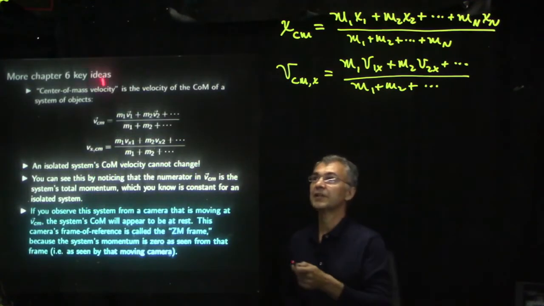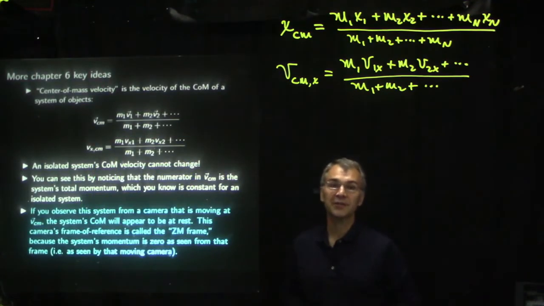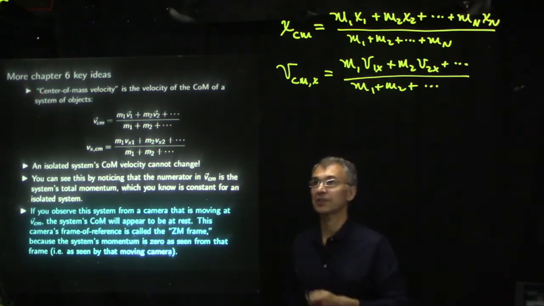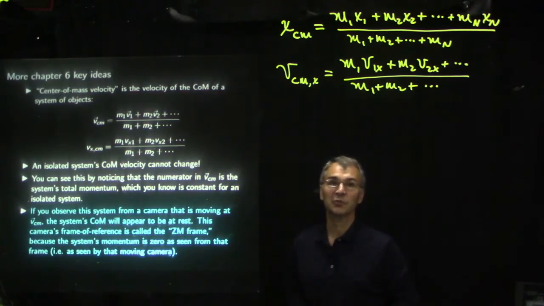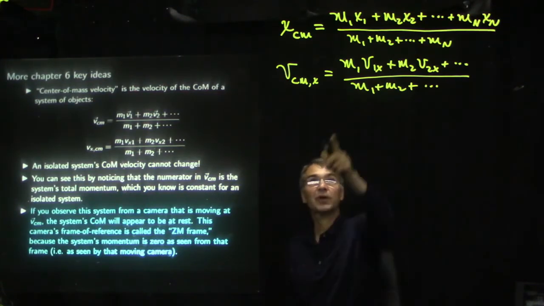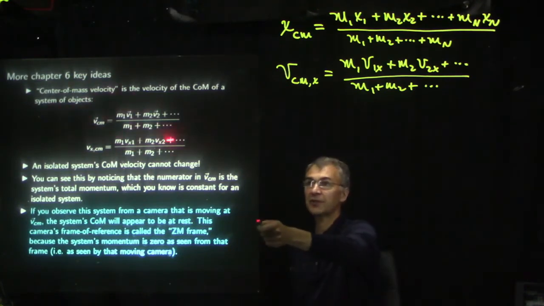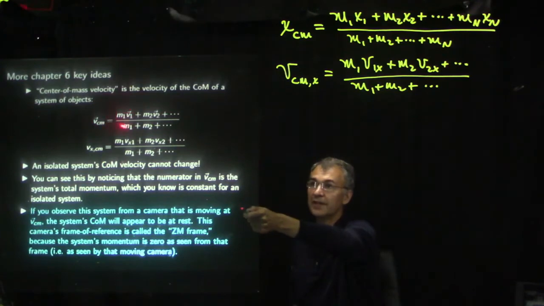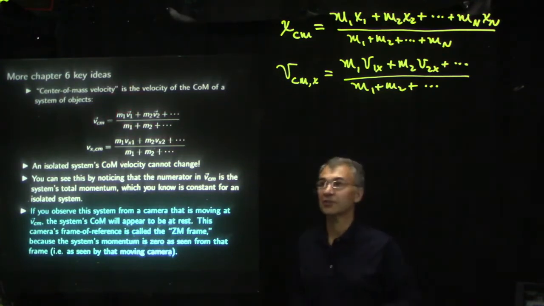Okay, the other quantitative idea from chapter 6 is center of mass velocity. It's the velocity of the center of mass of a system of objects. So as I wrote up here, well, you could write it in vector form. So the velocity of the center of mass is just the mass-weighted average of all of the velocity vectors.